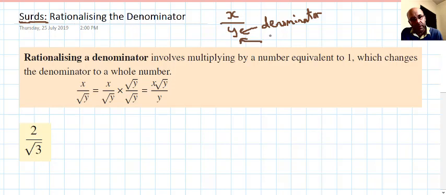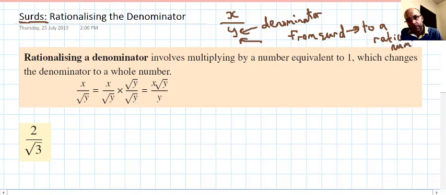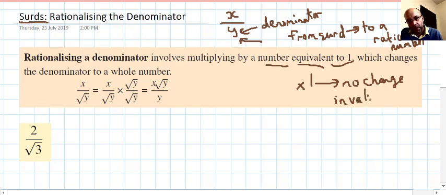It basically converts the denominator from a surd to a rational number, i.e. no surd. So the general pattern involves multiplying by 1. Now if we multiply something by 1, there's no change in the value. Okay, we can do that.